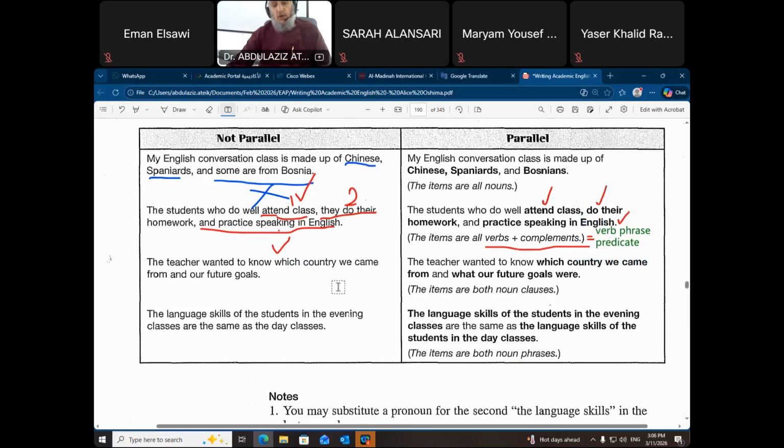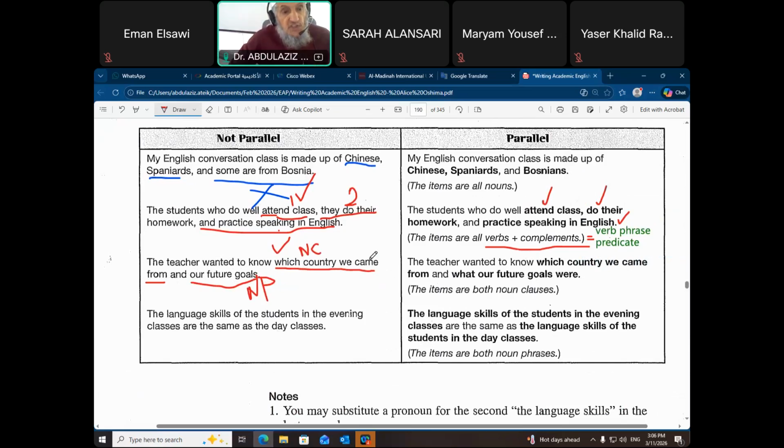Okay, now look at number 3. The teacher wanted to know which country we came from and our future goals. Look at this. Which country we came from. This is a noun clause. NC. Noun clause. But this one, our future goals. This is a noun phrase. Cannot. This one cannot be, because they should be parallel.